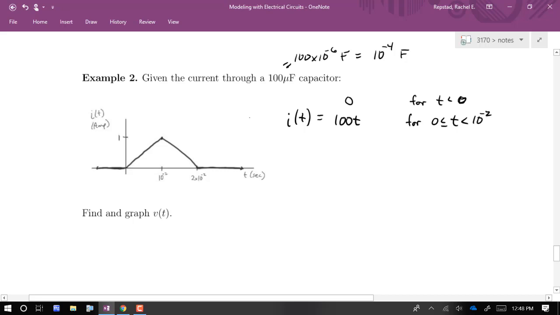And then between 10 to the negative 2 and 2 times 10 to the negative 2, we have another linear piece. It doesn't go through the origin this time, but it has the same slope, just negative, because it's just downward at the same magnitude. And you can use algebra to find the y-intercept, basically just using these 2 points. And if you do that, you'll find that we have a line of negative 100t plus 2.